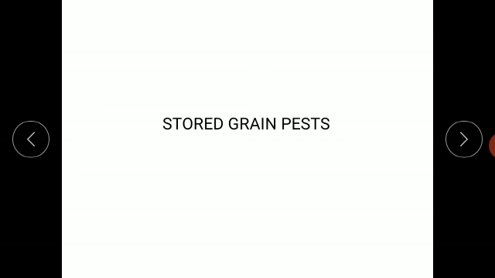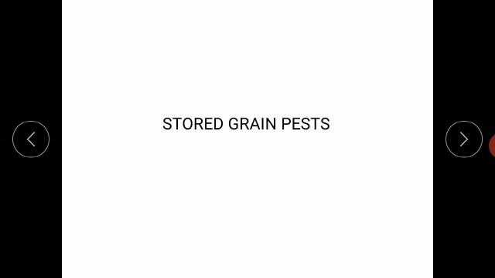Actually they cause loss in quality as well as quantity of the food material. There are many insects, not only insects, actually there are many organisms: mites, rodents, fungus, bacteria. They directly cause damage to the stored grain, and hence we call them stored grain pests.